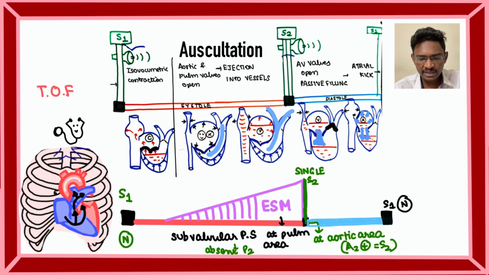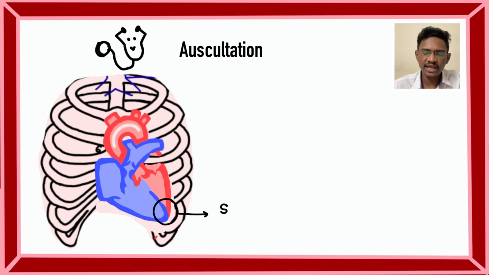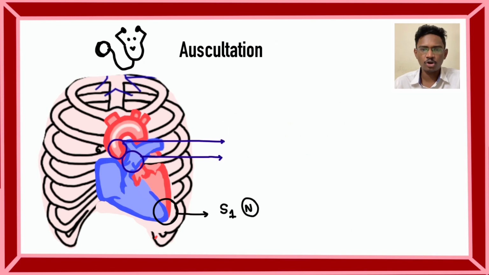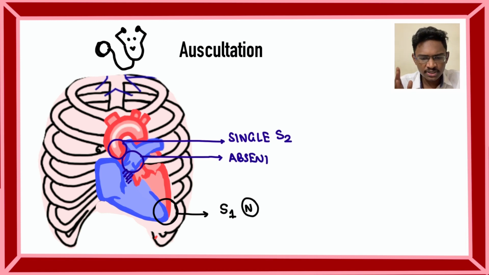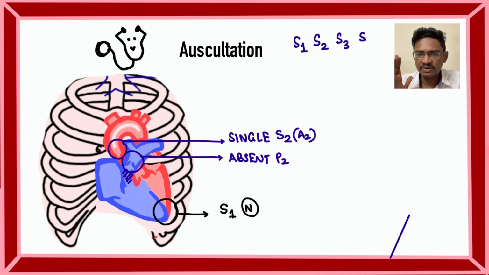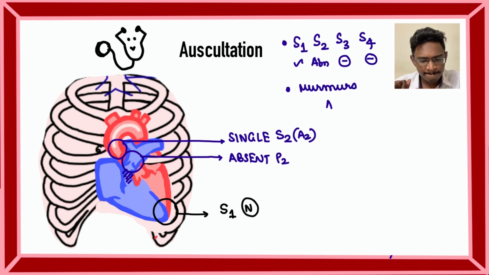Followed by diastole, which will be normal, and it will be followed by another S1. A lot to be noted here. First, S1 was present. For S2, there was only a single S2. There was no S3 or S4. Then P2 was absent. Only A2 was present. That contributed to the single S2.